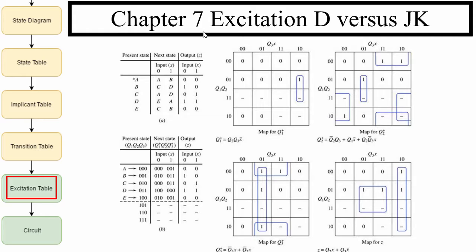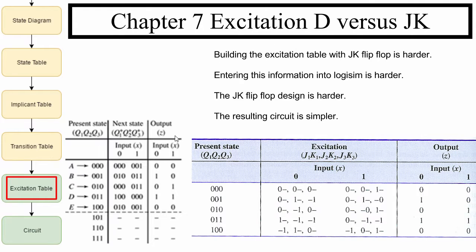And you can see the Carnot maps for the D flip-flop solution. These would be D1, D2, D3. And you can see that there's a lot more implicants and the equations are more complicated. The JK solution, going from the transition table to the excitation table, is a lot more challenging.